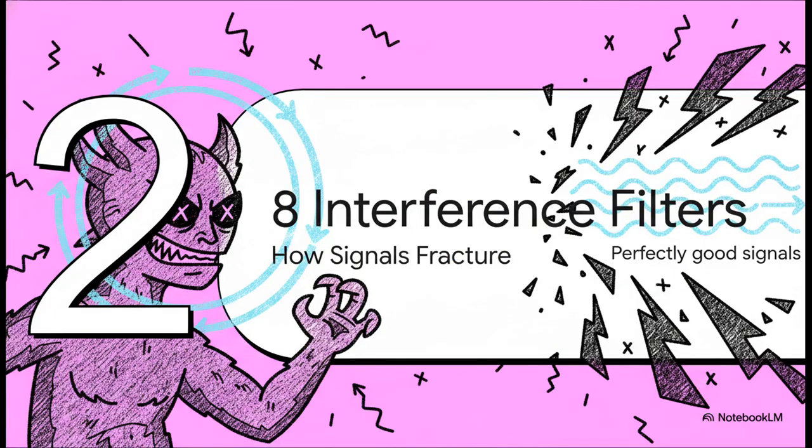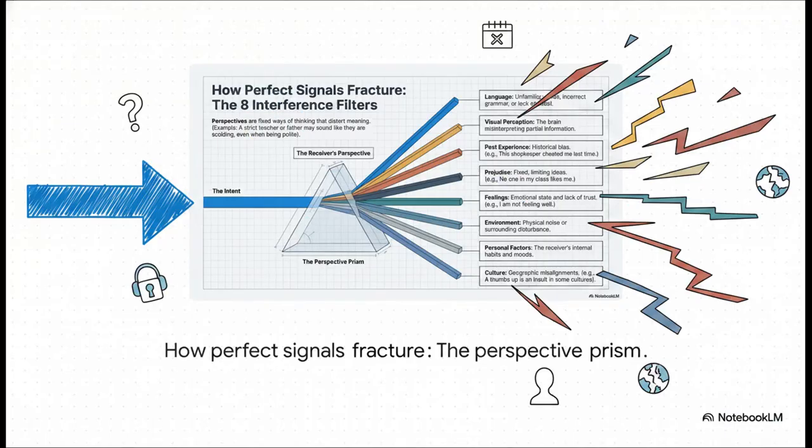Moving on to section 2, the 8 interference filters. This is how perfect signals fracture. And that brings us to the villain of our story. If communication is just a simple loop, why in the world does it fail so often? Well, think back to that time you were completely misunderstood. This right here is exactly why it happened.